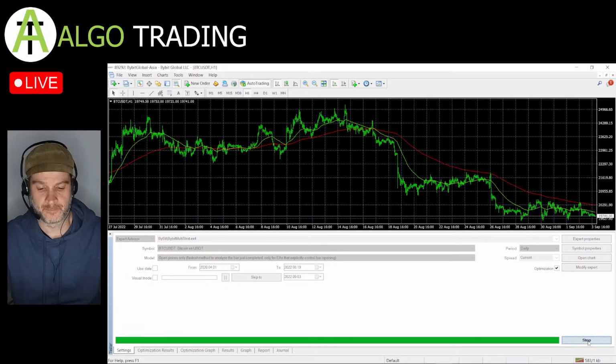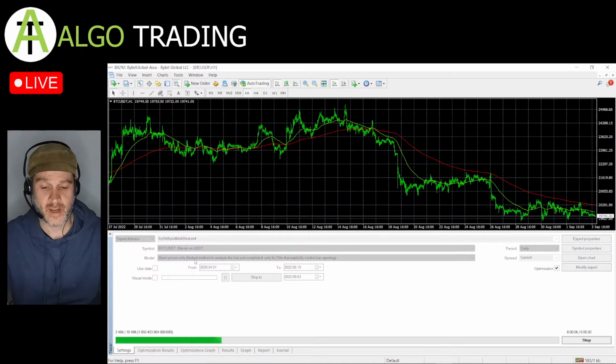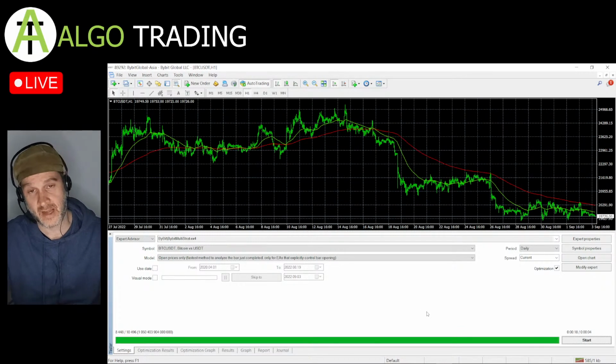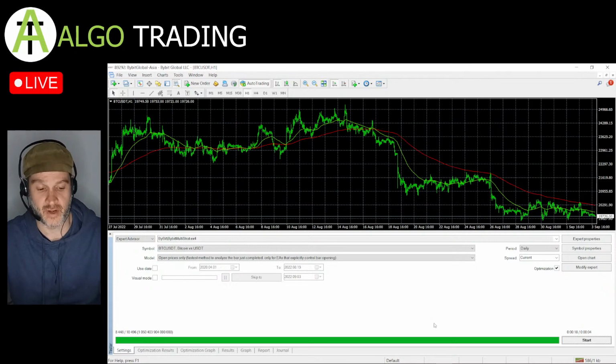All right, let's go. Also, I am optimizing for open prices only because I have configured the algo to evaluate the close price of the previous bar. So if you see here, it says open prices only, the fastest method to analyze the bar just completed, only for EAs that explicitly control bar opening, which I do in that EA. I only trade on new bar, and I always evaluate the previous bar in order to go into the trade.